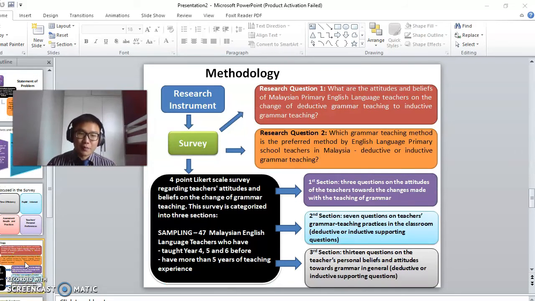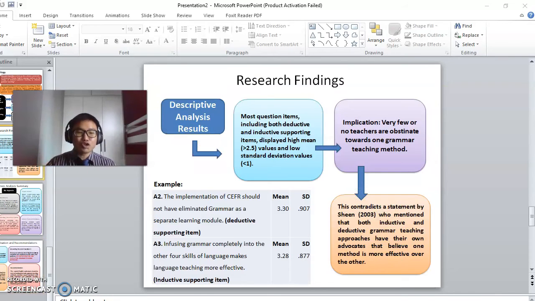If you'd like a more detailed understanding of my methodology, you can pause the video and look here. This is the diagram of my research. Basically, I had 47 Malaysian English language teachers who have taught year 4, year 5, year 6 and before and have more than 5 years of teaching experience. I distributed this online survey Google form through messaging platforms such as Telegram and WhatsApp to willing participants. Okay, so on to my research findings.